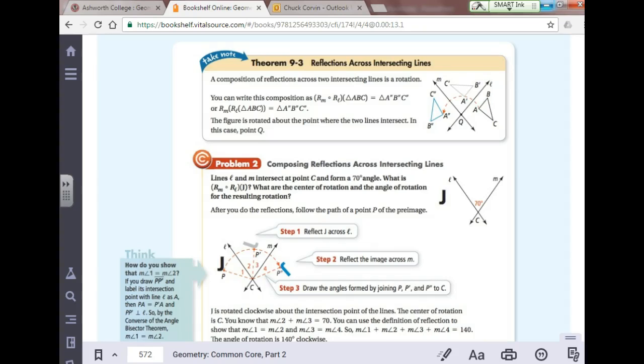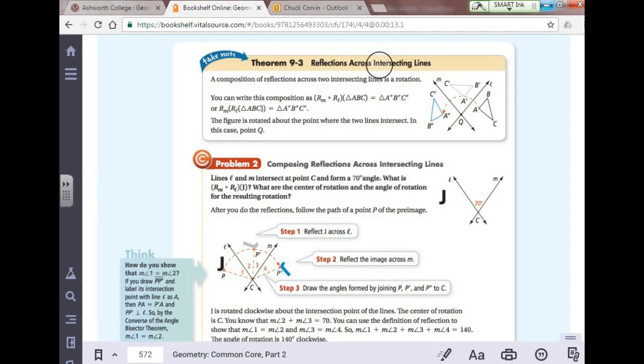Hello, we're looking at lesson 9-4 in your geometry part 2 textbook. This is found on page 572. Problem number 2 is talking about a reflection across two intersecting lines. Now, there's a theorem for that.